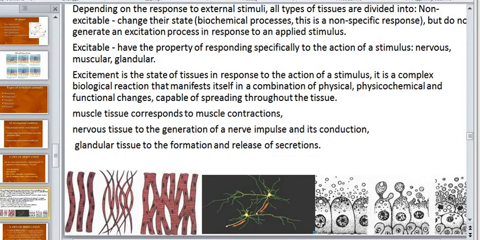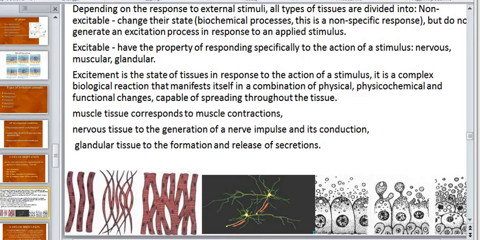So what is the difference? The difference is in body cells. Most of them respond to the effects of change in membrane and metabolism. They just change the metabolism inside the cell, and they are called irritable. Others can generate a special response, an excited one.